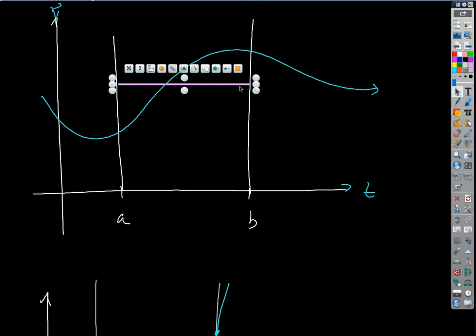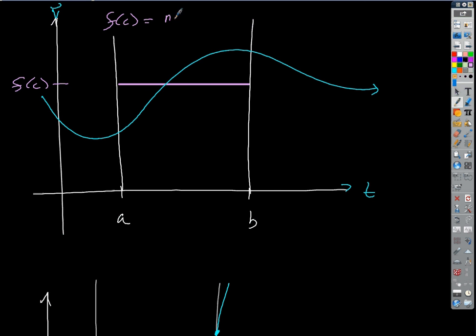Okay, so we could call this, for example, let's just call it f of C. And f of C equals the mean value of f of x on the interval from A to B. Okay, how could we set up an equation to solve for f of C?